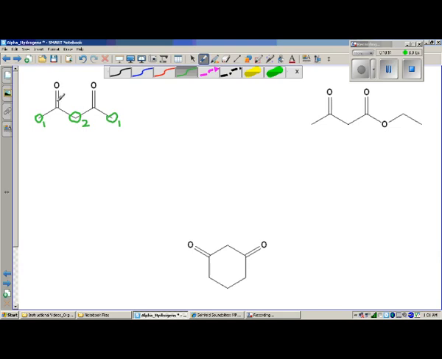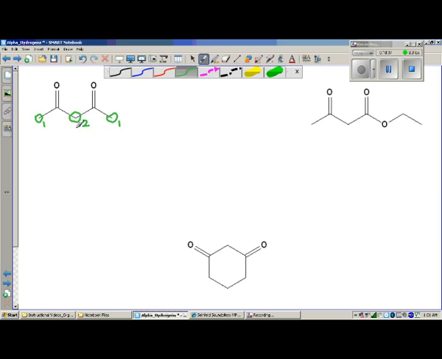In a molecule like this, we call this a beta dicarbonyl compound. Beta because they are 3 carbons apart, or 1,3 with respect to each other. Would you be able to recognize which one of these has more acidic alpha hydrogens on it?